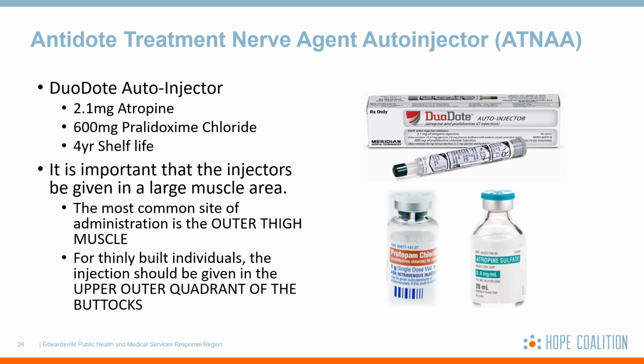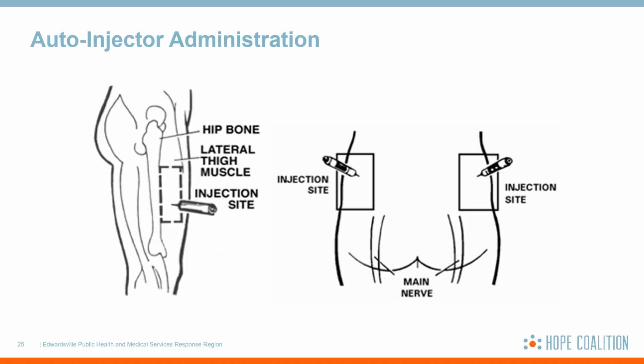Antidote treatment nerve agent autoinjector. The Duodote autoinjector holds 2.1 milligrams of atropine and 600 milligrams of 2-PAM. It has a 4-year shelf life. It's important that the injectors be given into a large muscle area. The most common site of administration is the outer thigh muscle. For thinly built individuals, the injection should be given in the upper outer quadrant of the buttocks. This photo demonstrates the area where the nerve agent antidote autoinjector can be used.